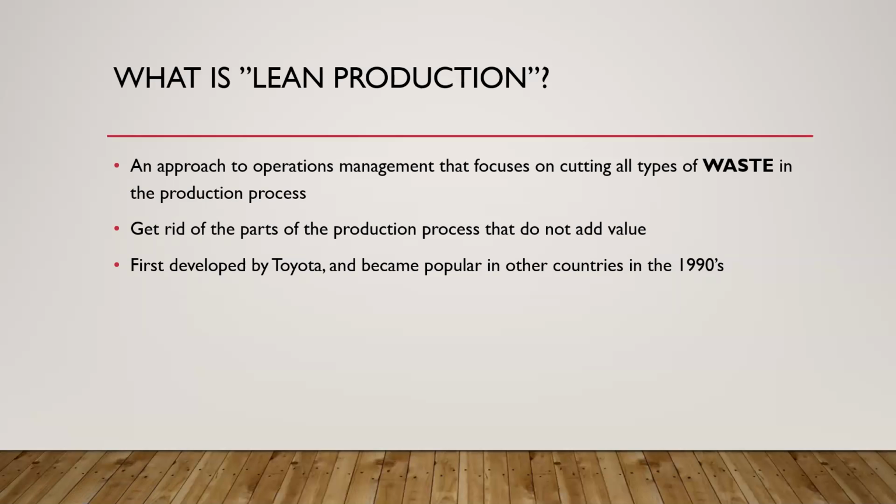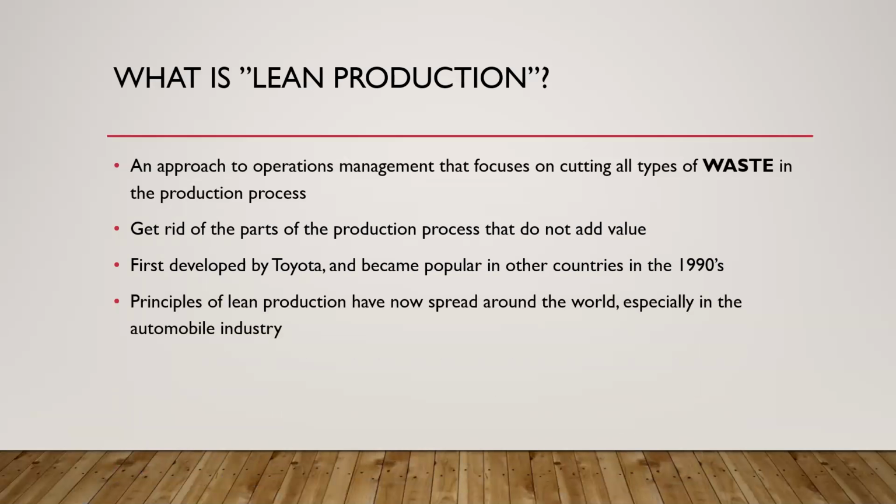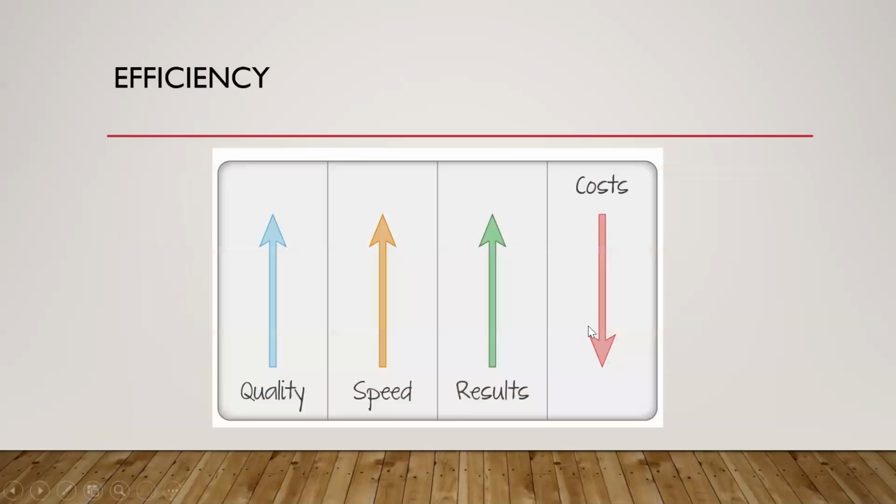My point here is that lean production started with the production process, but now it's in any type of work. Some of you work in coffee shops, some of you work in Netto, some of you work in other places. It goes without saying that the processes you run there are probably trying to be as lean as they can, and you're not doing anything that no one cares about. These principles of lean production have now spread around the world, especially in the automobile industry.